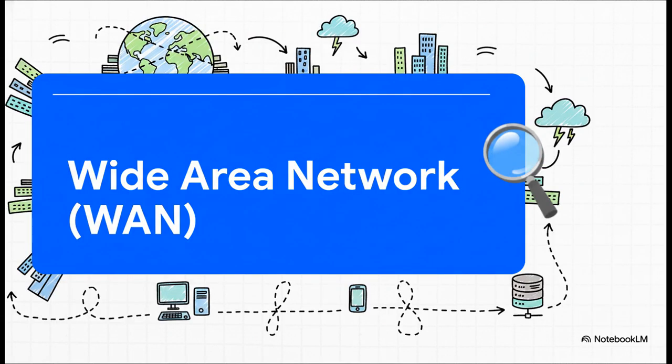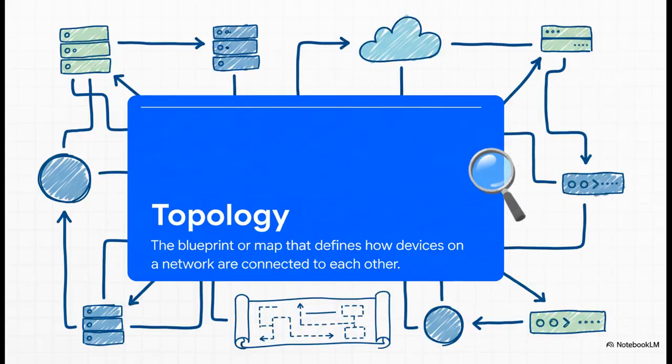Well, the answer really begins with something called a wide area network, or WAN for short. And we're not talking about your home Wi-Fi here. This is the big one. This is the network that stretches across cities, countries, or even whole continents to link all of an organization's different locations together.